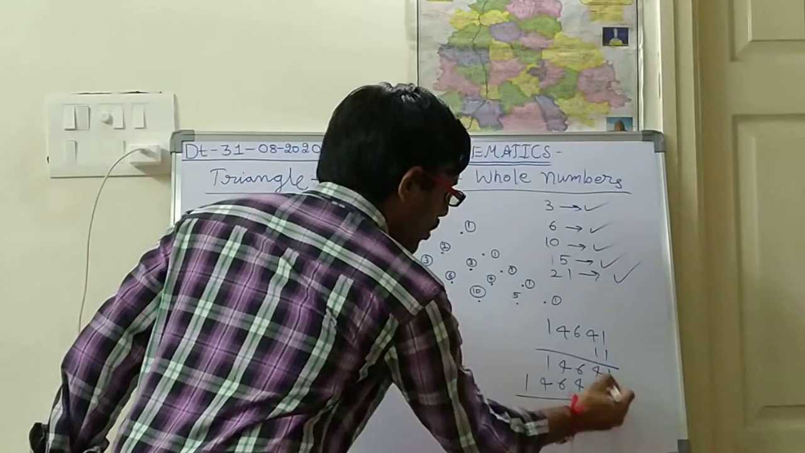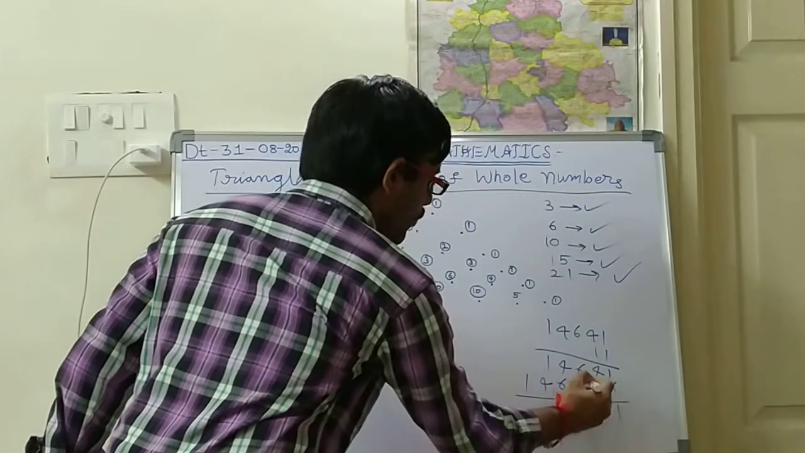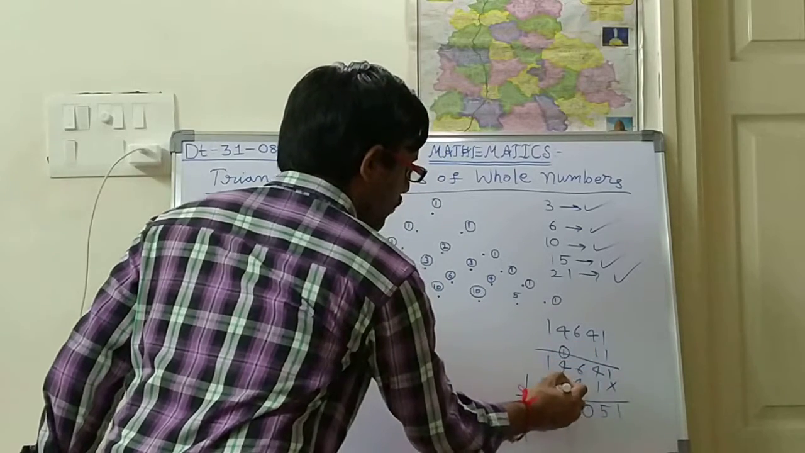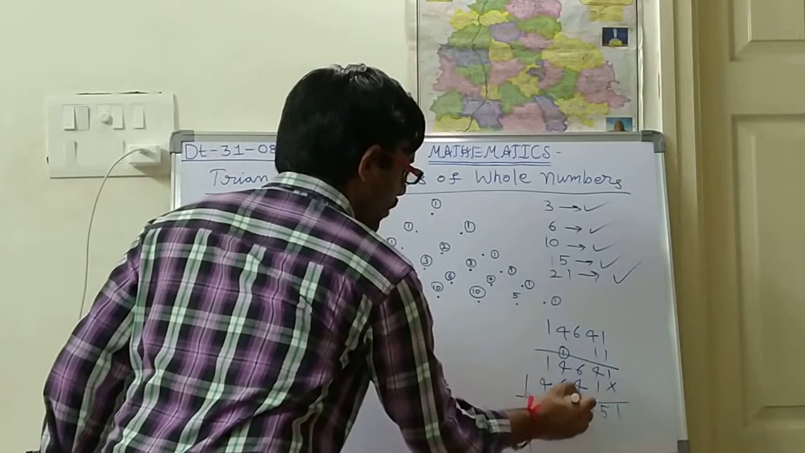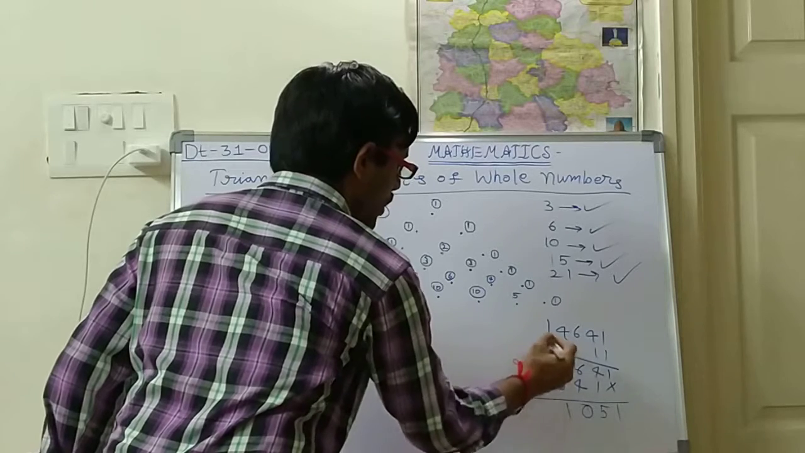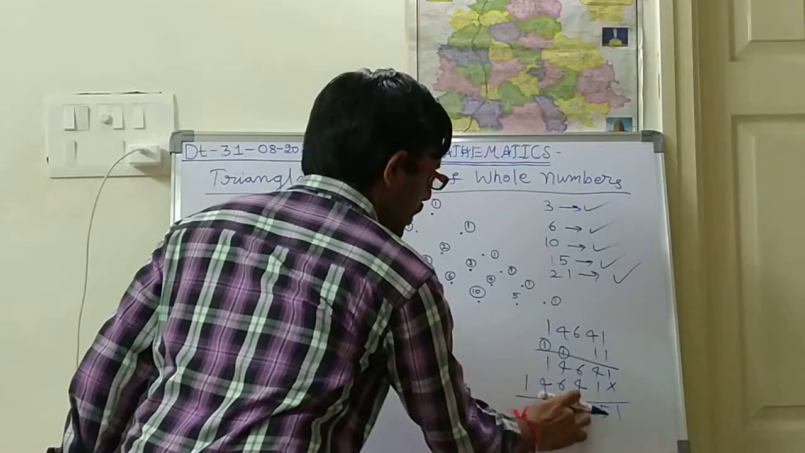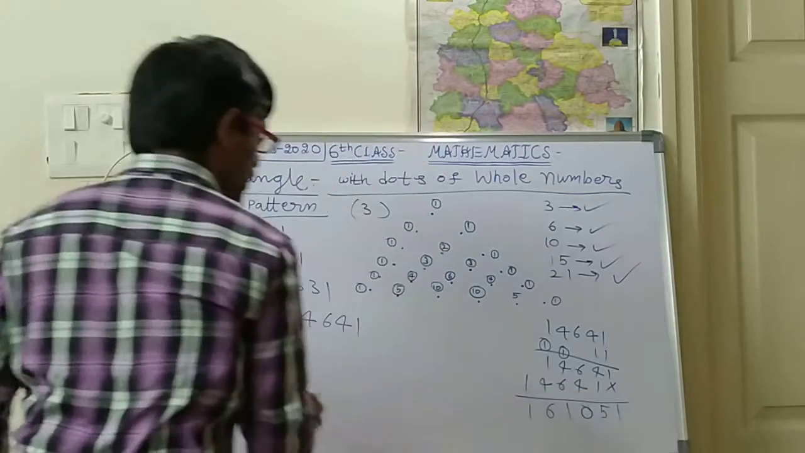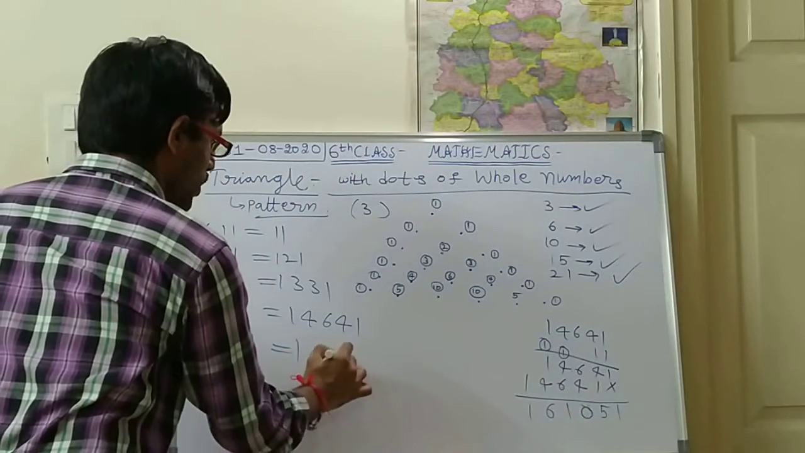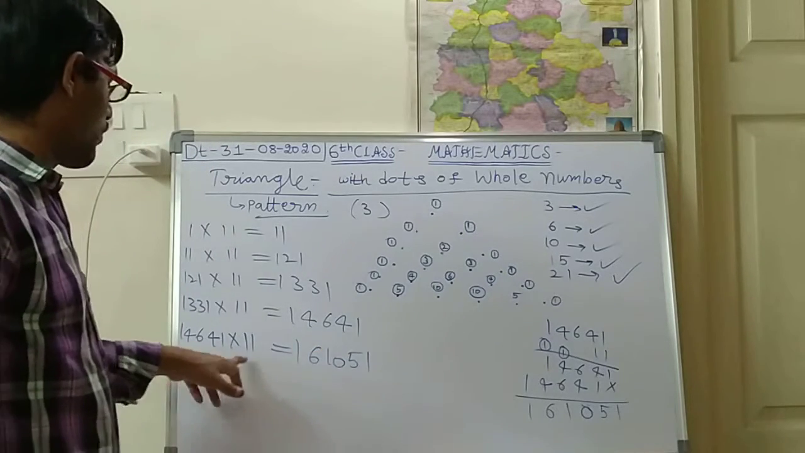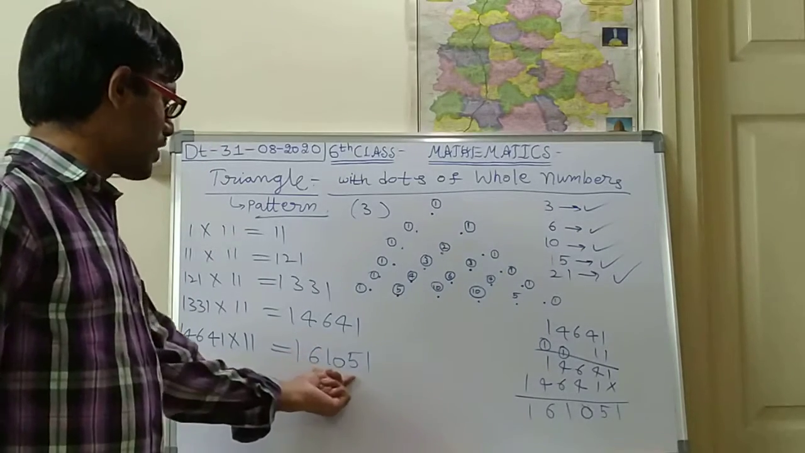So here 1, 4 plus 1, 5. 4 plus 6, 10. 0 here, 1 in the next place. 6 plus 4, 10. 10 plus 1, 11. Again 1 is here. 4, 5, 6. Next 1. So what is the result? 1, 6, 1, 0, 5, 1 is the answer. So 14641 into 11 is 161051.